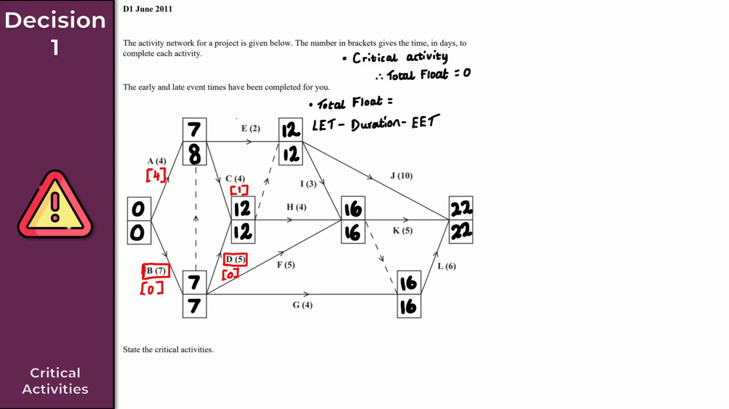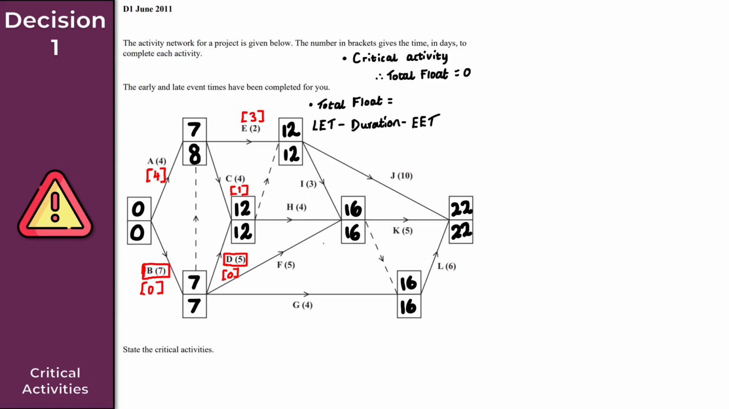So now the next activity here is activity E. My late event time is 12, minus the duration, which is 2, that gives me 10, minus the early event time, which is 7. So 12 minus 2 is 10, 10 minus 7, that gives us 3 there. Okay, so the total float for activity E is 3 there. Okay, let's just keep going then.